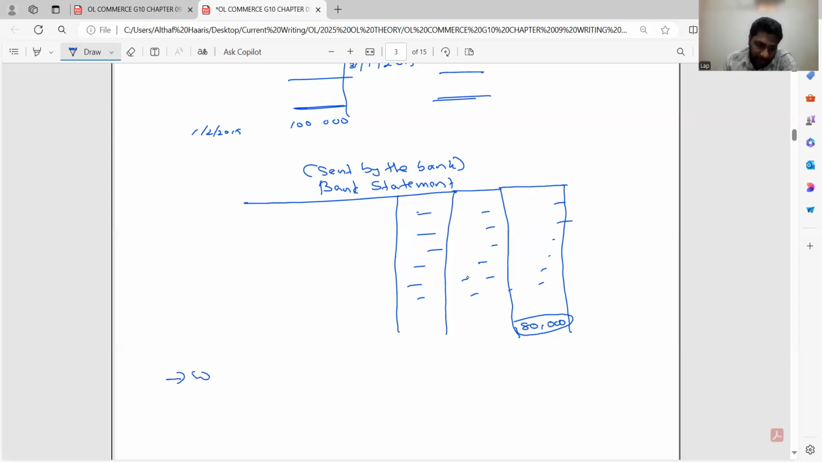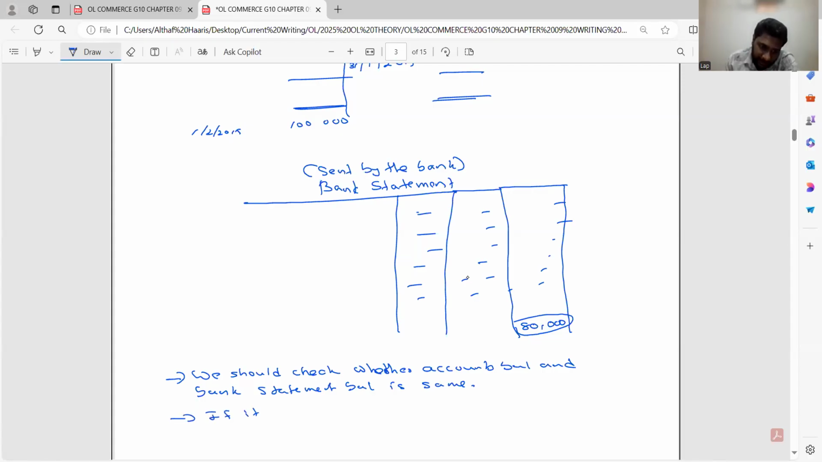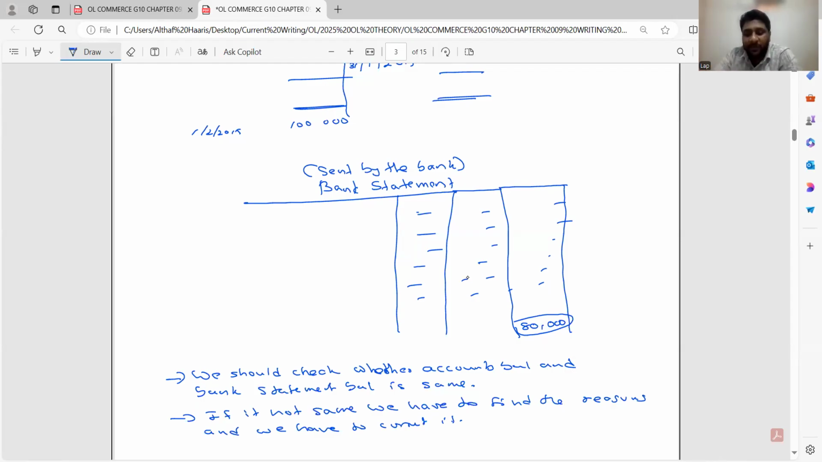First, we should check whether the accountant's balance and the bank statement's balance are the same. If it is not the same, we have to find the reasons and we have to correct it. Simple as that. That's the content of this particular chapter.